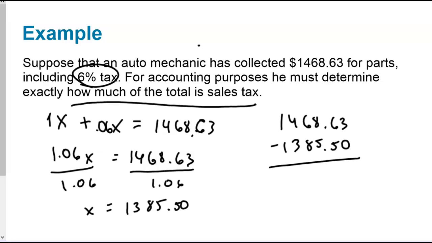Now let's go ahead and just do this. So when we look at the overall amount paid for tax, which was the question, it's $83.13. And this will conclude this video for this module.